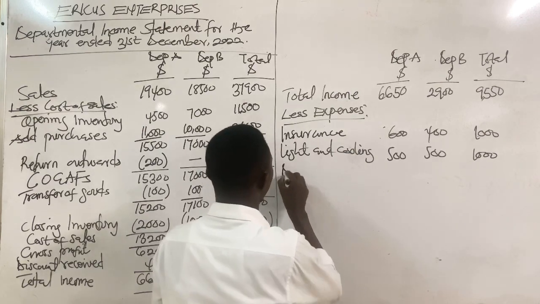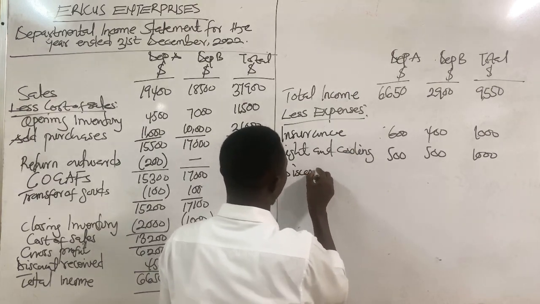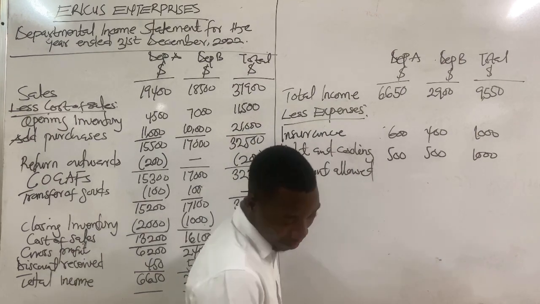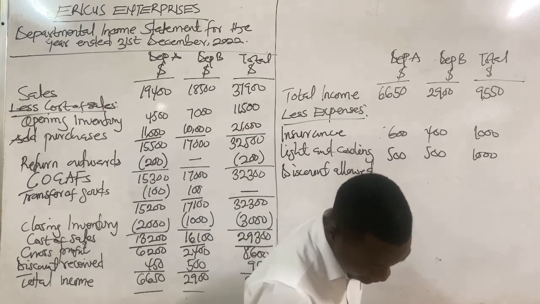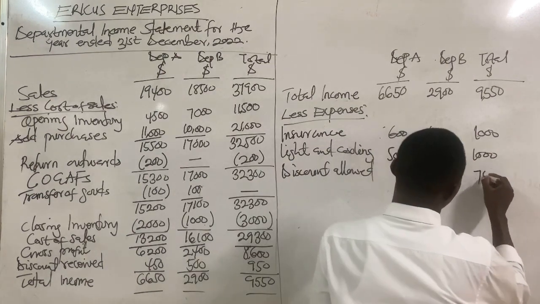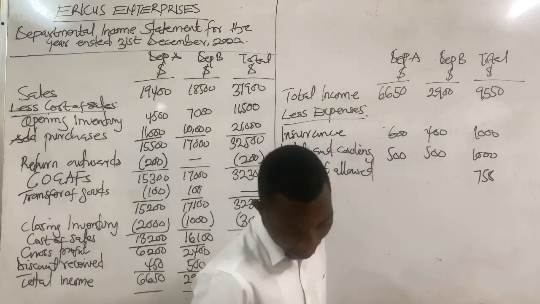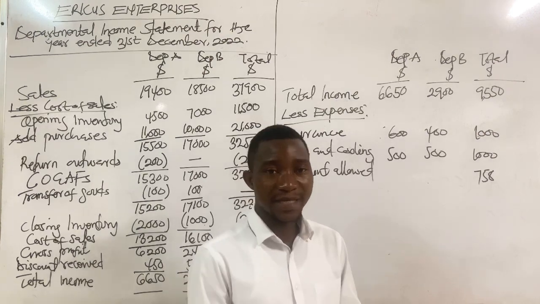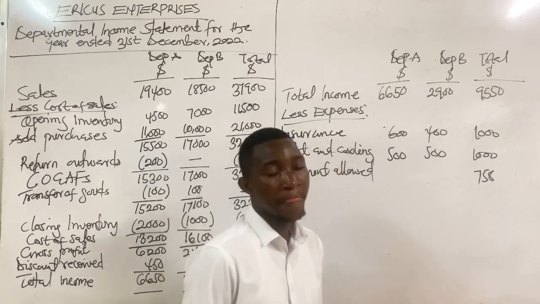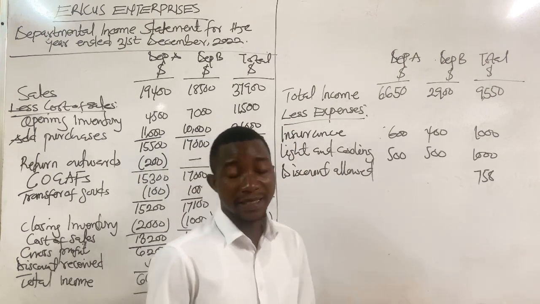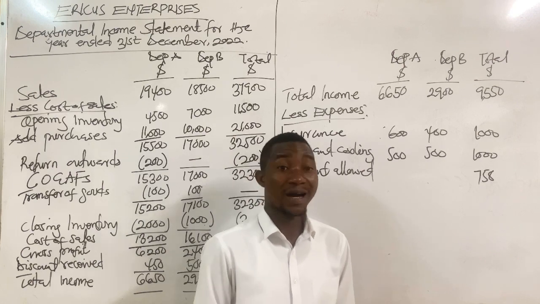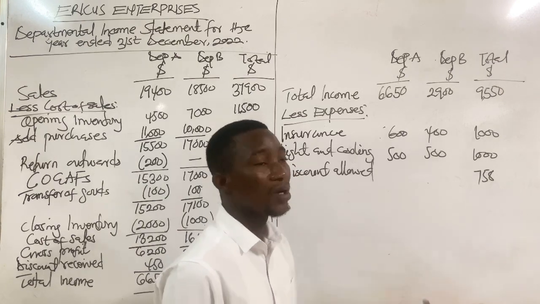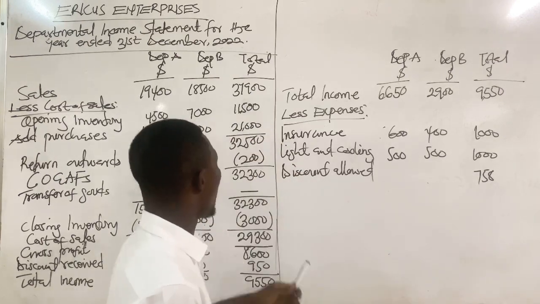Okay, so the next expense I would like to talk about is discount allowed. The total amount of discount allowed is $758, and its basis of apportionment is 2% on sales. And they said on sales, and this is very reasonable because we allow discount to our customers. Before we have our customers, we need to make sales to them. So discount allowed, we apportion it based on the sales of each department.